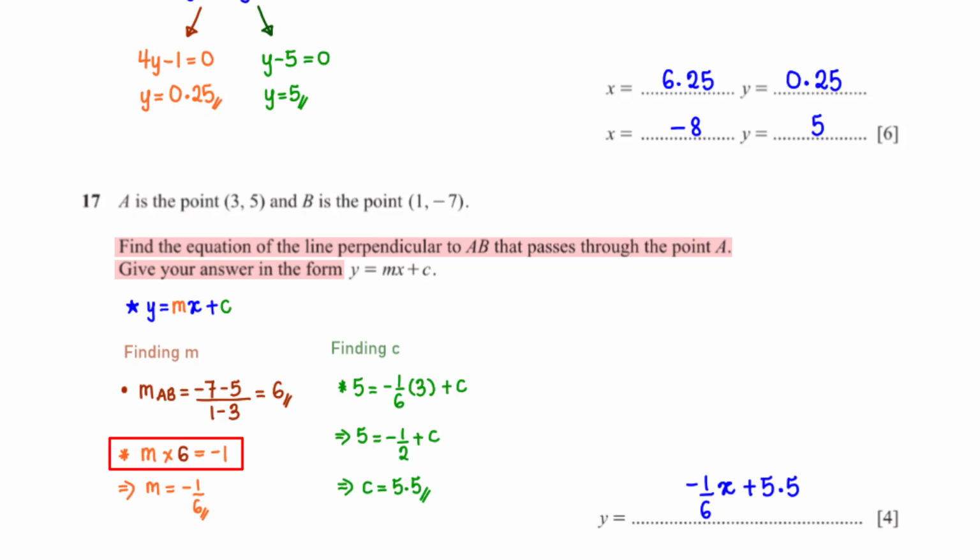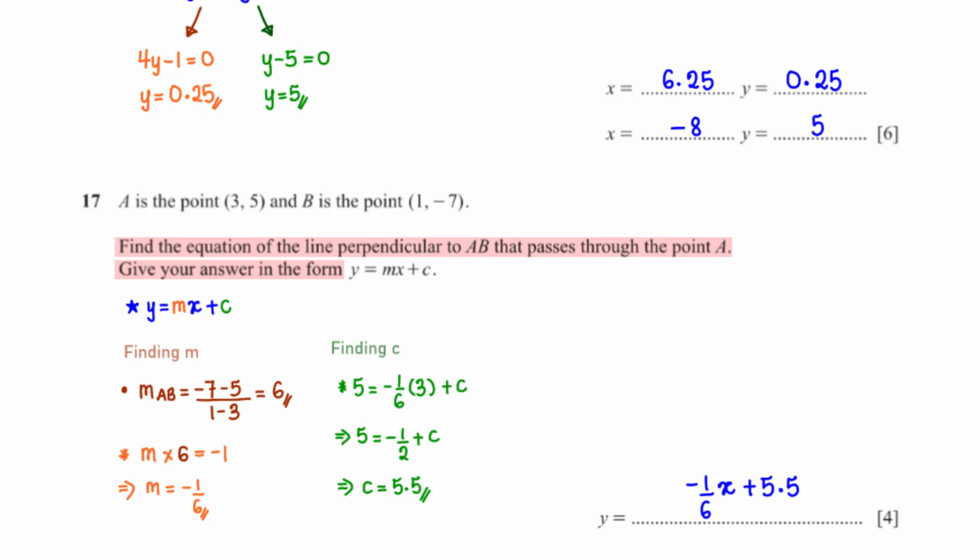The product of the gradients of line AB and the line perpendicular to AB must be equal to negative 1. This gives us the gradient of the perpendicular line to be negative 1 over 6. We've been told that the perpendicular line passes through the point A.